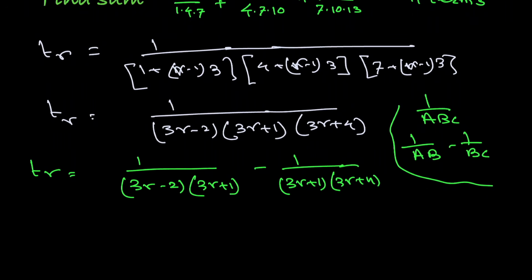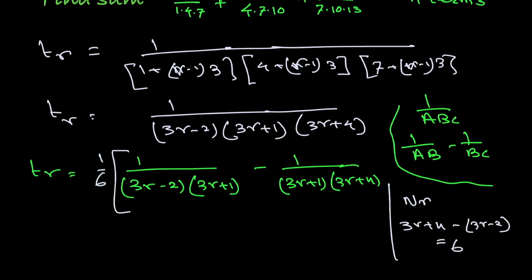Now we have applied that 1 by ABC method. Now let's see what should be the adjustment in the numerator. The denominator will be as it is the same thing. Let's see the numerator. If we do the LCM and get the numerator, so 3R plus 4 minus 3R minus 2, actually 6 is coming. So we have to adjust with the value 1/6. So our TR is ready now.